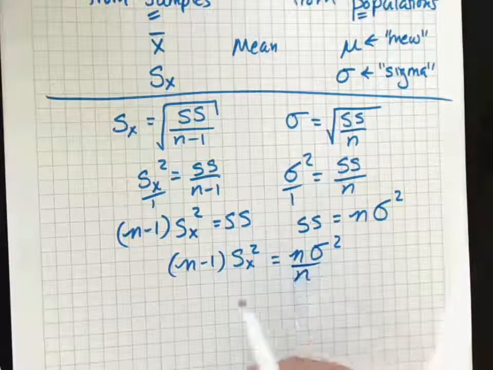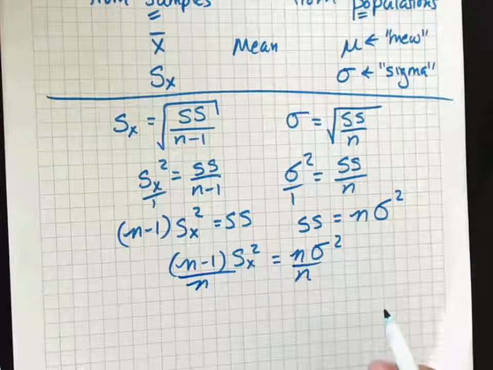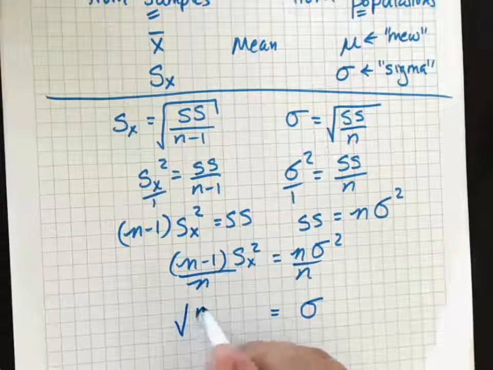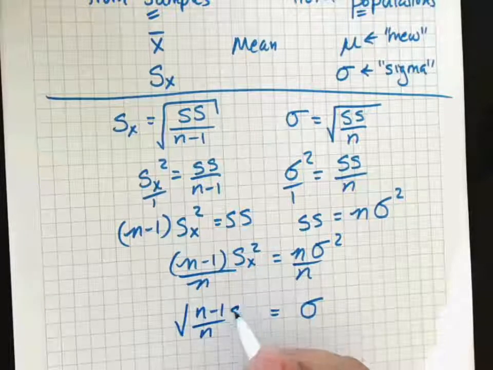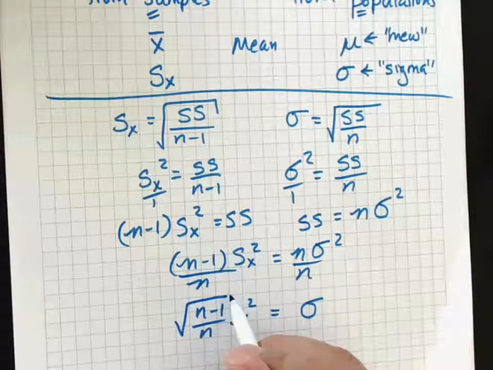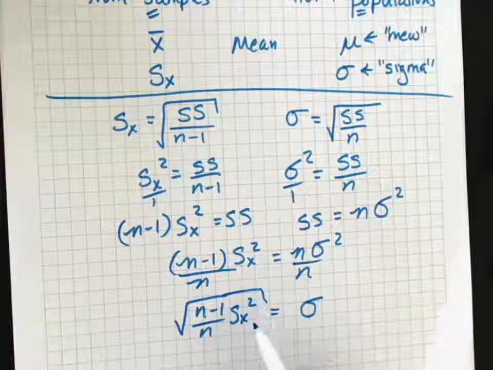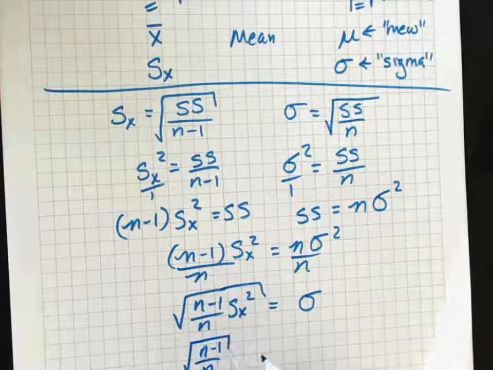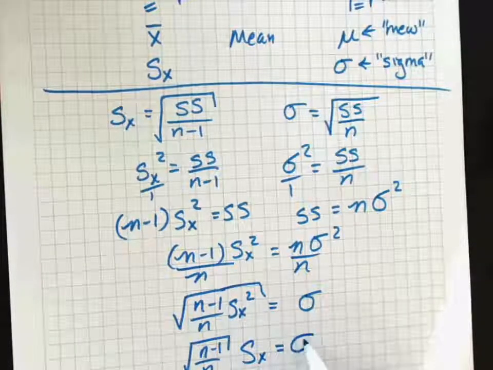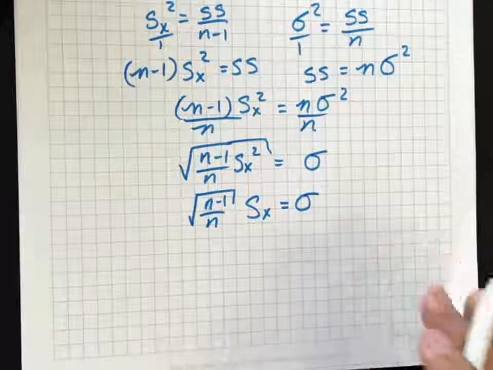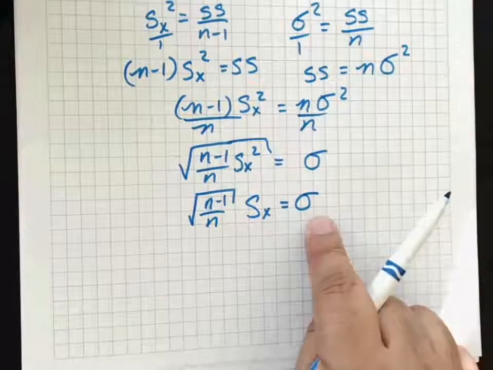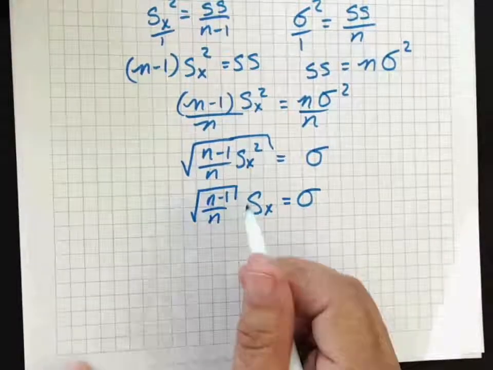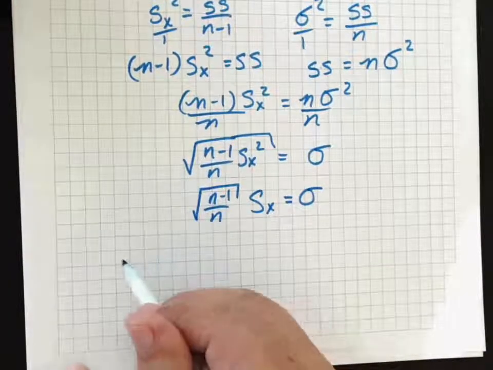Now I'm going to solve for sigma because I'm trying to create a relationship between the population and the sample. If I take the square root of both sides, that gives me just sigma. Now I have the square root of S of x squared, so that can pop out. It's just S of x. So what this tells me is that if I take a sample standard deviation and I want to find the population, all I have to do is multiply it by the square root of n minus 1 over n.